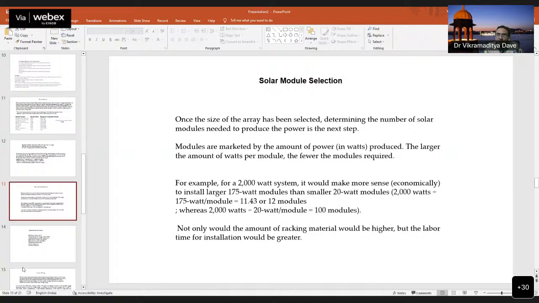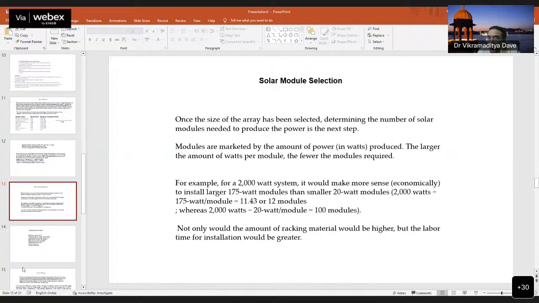You have a 20 watt also, you have a 10 watt also, 50 watt, 150 watt, 200 watt, 300 watt, and nowadays the thing is that 500 watt module is also available. So which will you suggest? So I have to make a 2 kilowatt system. So will you take 20 watt 100 modules or 500 watt 4 modules, which will be more economical?